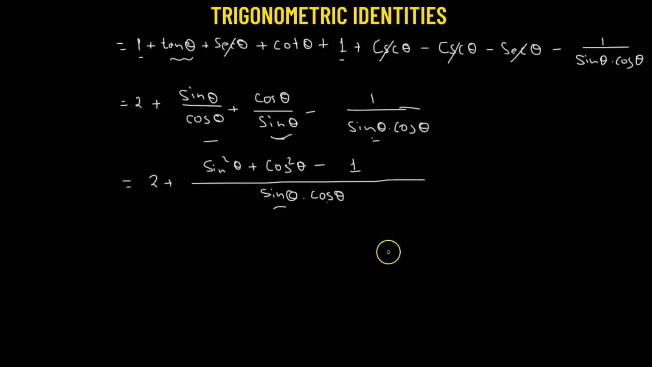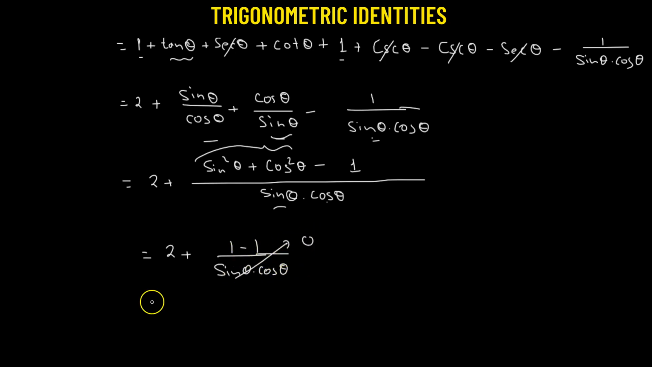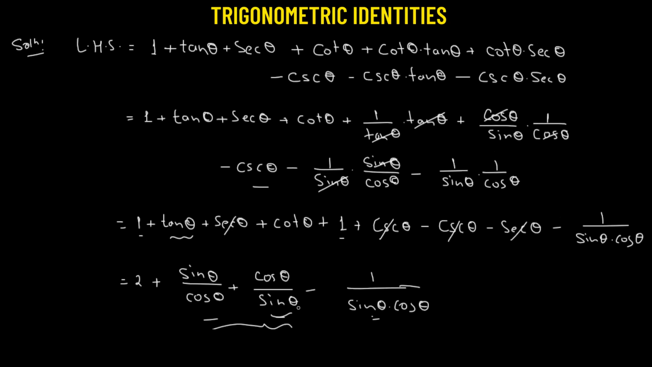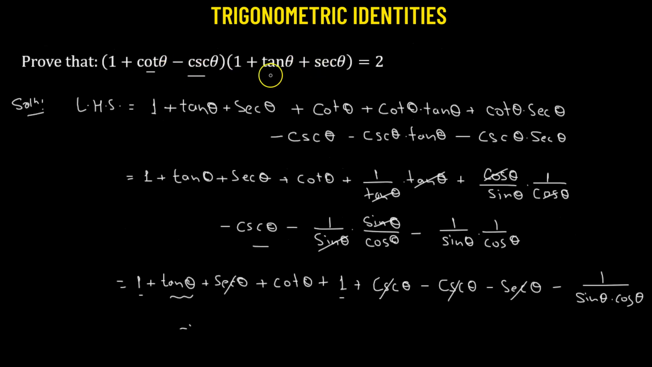Now sin squared θ plus cos squared θ, this is an identity with a value of 1. So we have 1 minus 1 divided by sin θ times cos θ. So 1 minus 1, that's 0. So this entire term goes to 0, and this leaves us with the value 2, which is the expression on the right hand side. So we successfully show that the left hand side of the given trigonometric expression is equal to 2, hence proved.